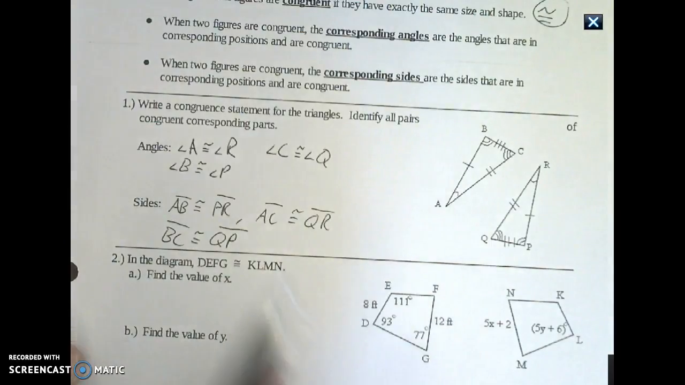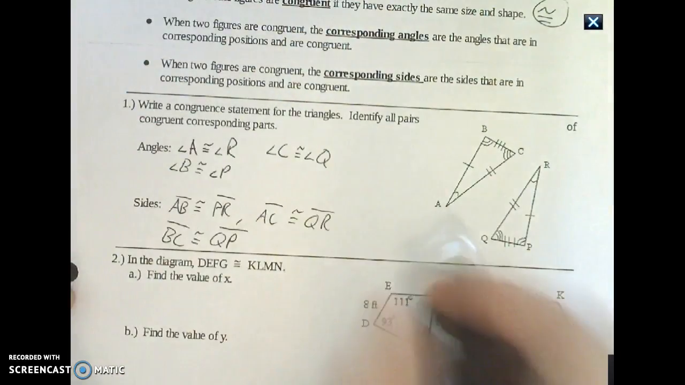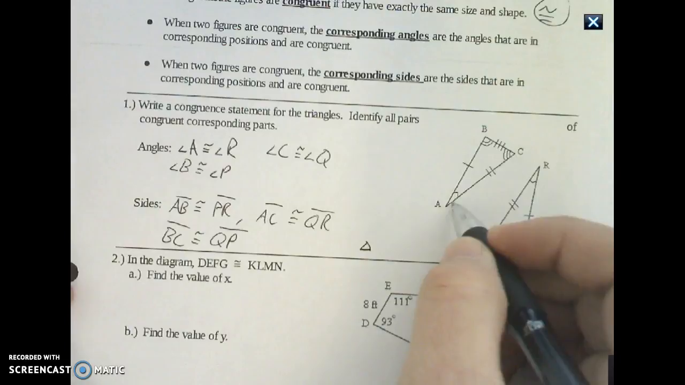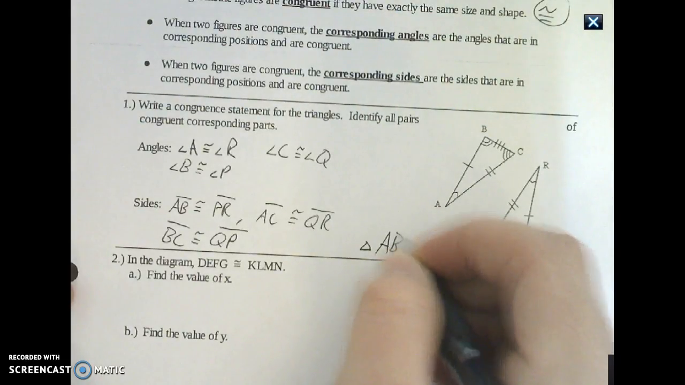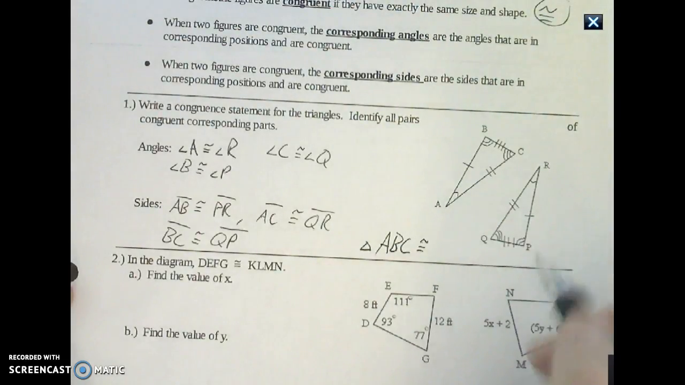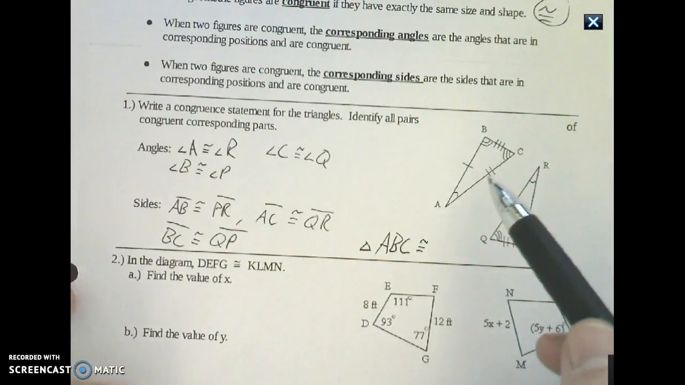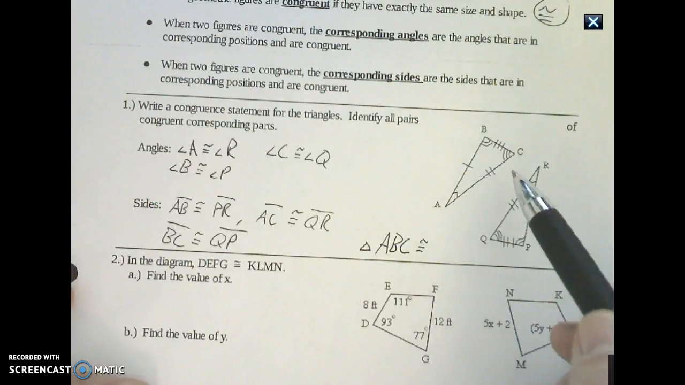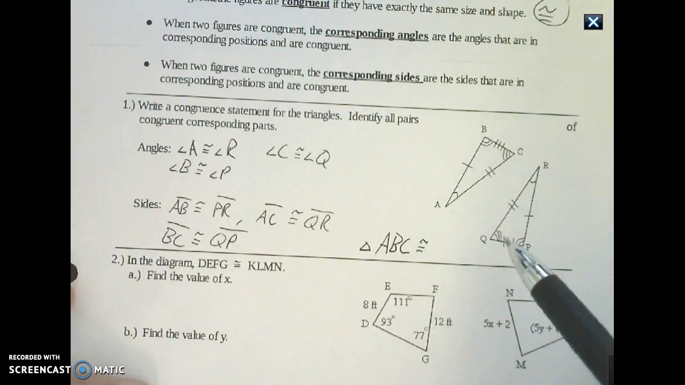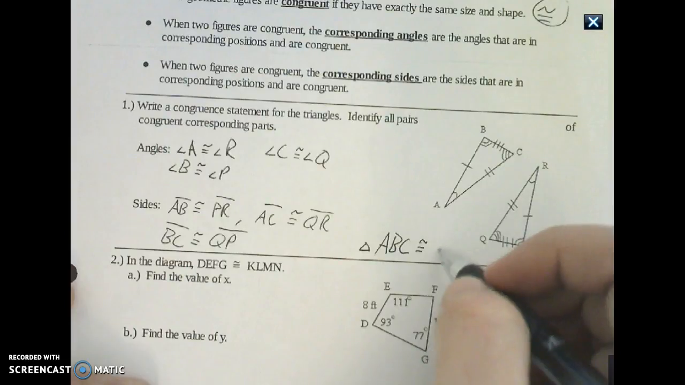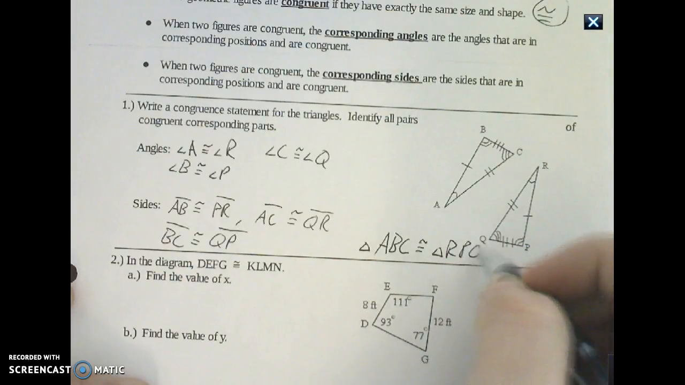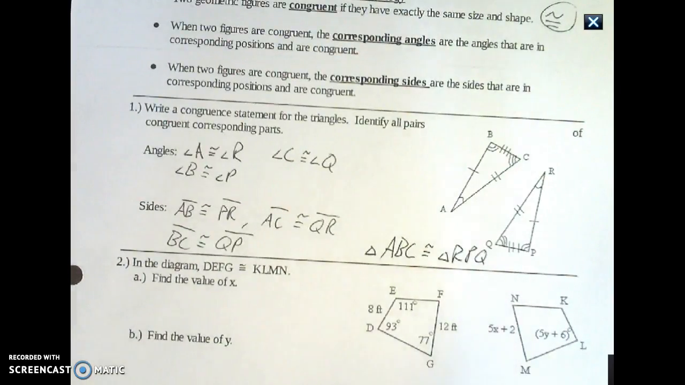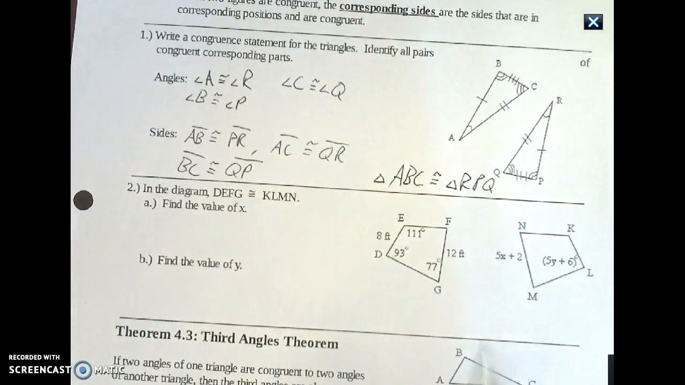All right, the big thing then is the congruence statement. I want to say that triangle ABC is congruent to this triangle. You have to match it up appropriately. A, B, C. One curve, two curves, three curves. One curve, two curves, three curves. R, P, Q. It does not sound like much. It is a huge deal. Okay? Because the congruence statement tells me which parts work, or which parts are the same. We're going to use that in example 2.